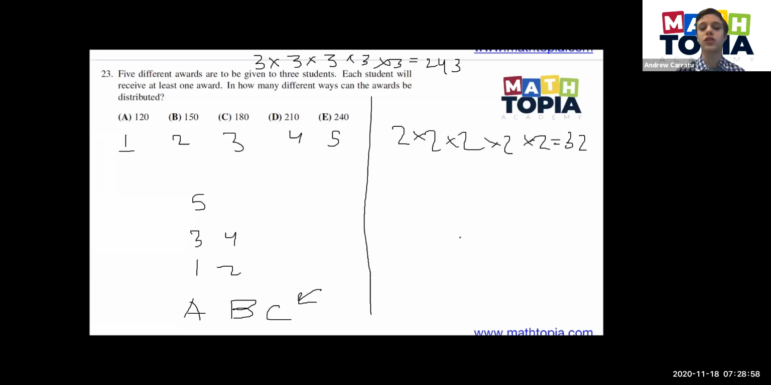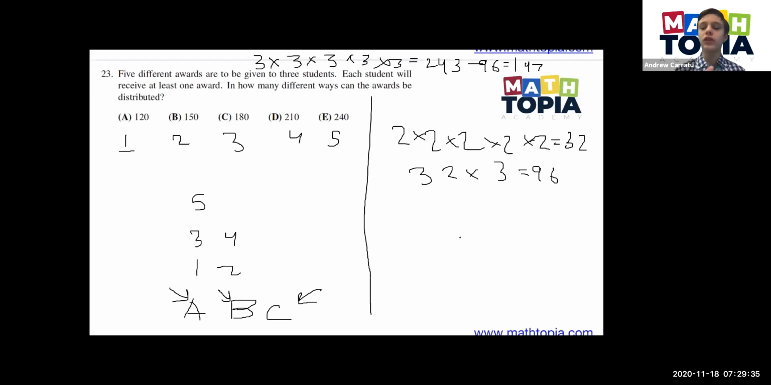We're not giving any awards to C. And now before we subtract off 32, we have to notice that we can also exclude B, or we can also exclude A. So we have to multiply this by three to account for excluding any one of the three, right? So 32 times three, that is 96. We subtract it from 243 and we get 147.